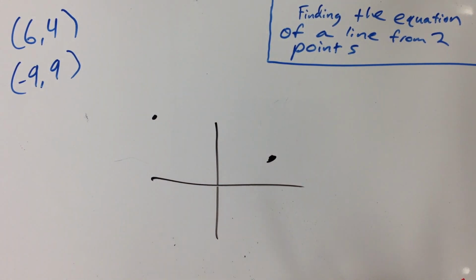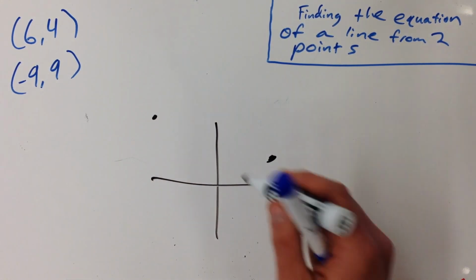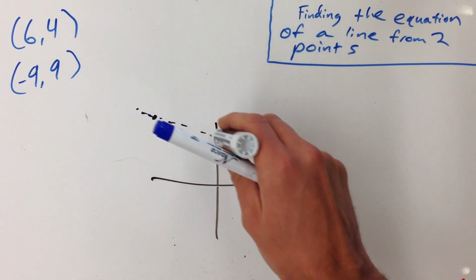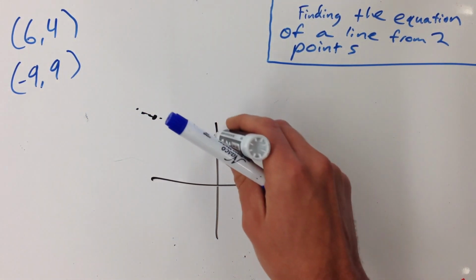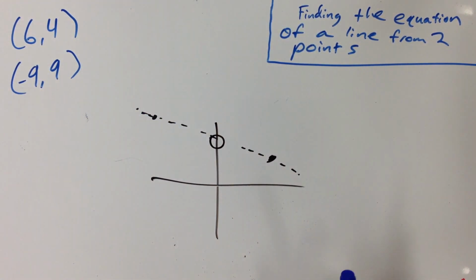So if you just think about these 2 points for a second, we can kind of see that we're going to have a negative slope, and we're going to have a y-intercept somewhere in there.